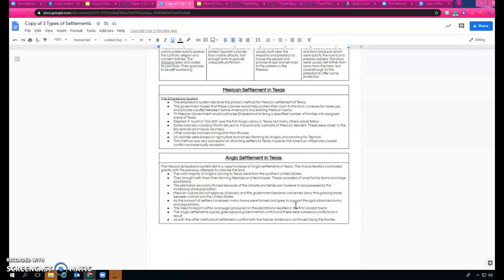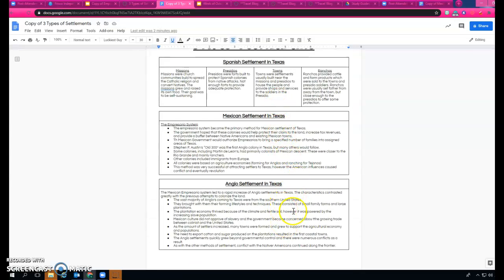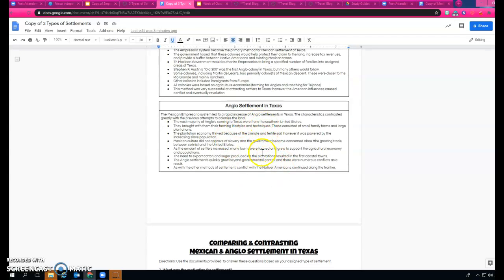Okay, so after you have compared these three, what do you notice about them? What is interesting? What is something very different? You can make notes out here in the margin. You can underline, highlight. This paper is for you. Okay, so make some notes.